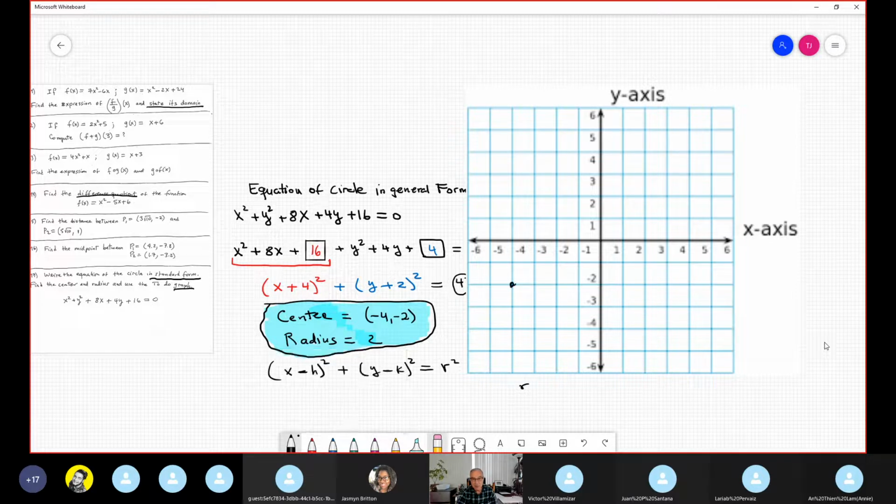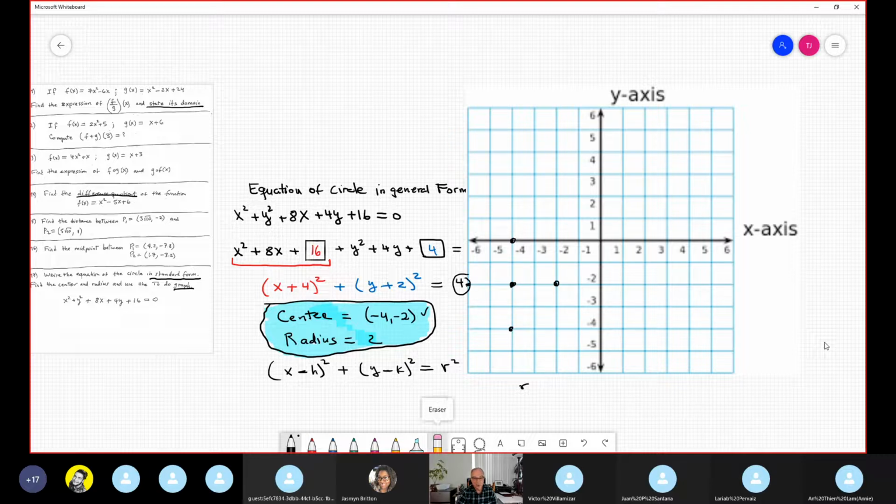Boom. That point is this point. And 2 in any direction is a radius. Remember the fundamental directions are upward, downward, right, and left. So, 2 over 2, what's that? 2 up here, 2 down, 2 to the right, and 2 to the left.